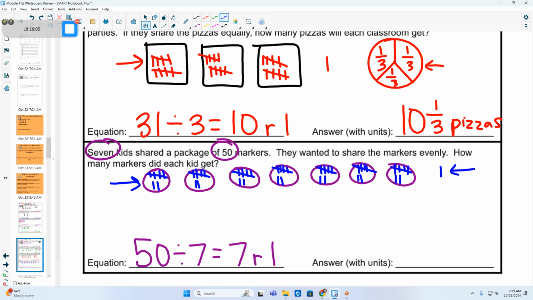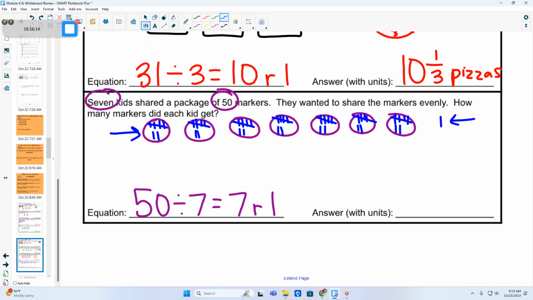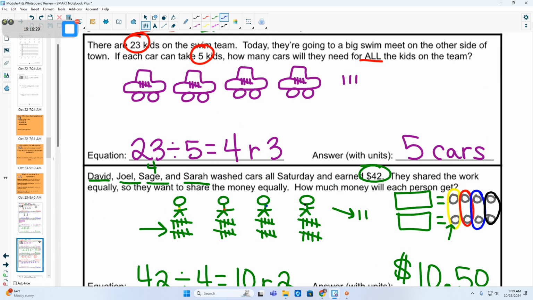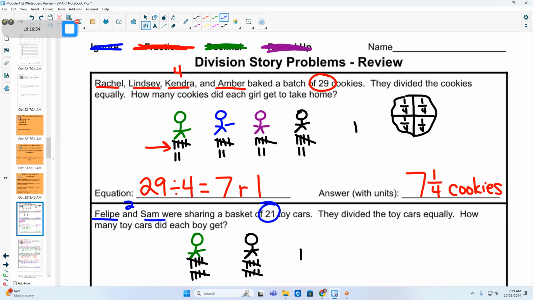Can you split a marker into 7 pieces? I mean, I guess you could, but it sounds like an awful mess. So if we wanted to be really fair, then we would just ignore that marker, stick it in a drawer. So if you take your hand and cover up the remainder 1, notice that we're just left with 7 markers. Each kid gets 7 markers, okay? So we ignored the remainder because you can't really split up a marker. That's kind of crazy. All right, here are the answers for the front side.